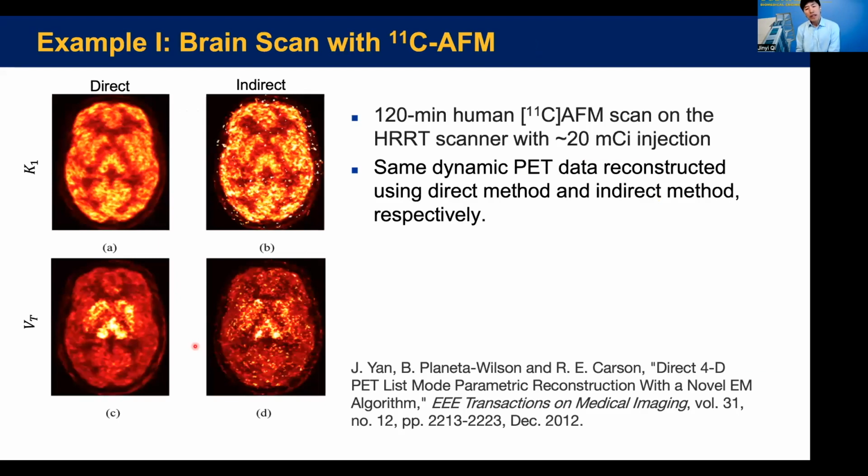So as I mentioned, direct estimation can reduce noise. Let me just give you some examples before we get into details about how we do that. So this is a brain scan using C11 AFM acquired on an HRT scanner with a 20 millicurie injection and a 2-hour scan. The same data was reconstructed using the direct reconstruction method in the left column and the indirect method in the right column. K1 is the first row, VT is the second row. For both of those parametric images, you can appreciate the lower noise generated by the direct reconstruction method as compared to the indirect approach result.